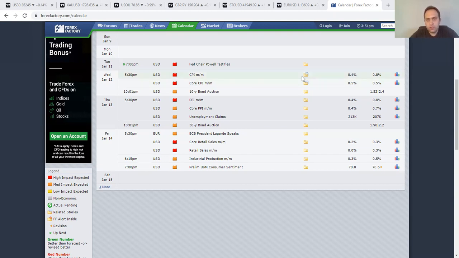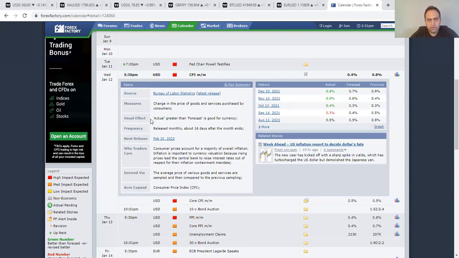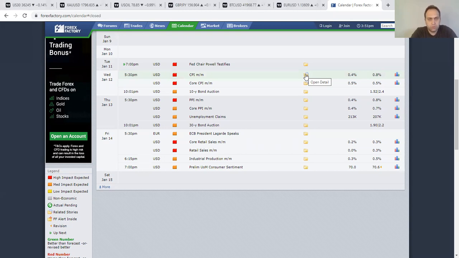If you want to know each and every single one of these, you just have to open this and you can check here the effect. If actual is greater than forecast, then it's good for the currency, so you can check. Personally, I don't trade news, but I become very cautious when it comes to news.